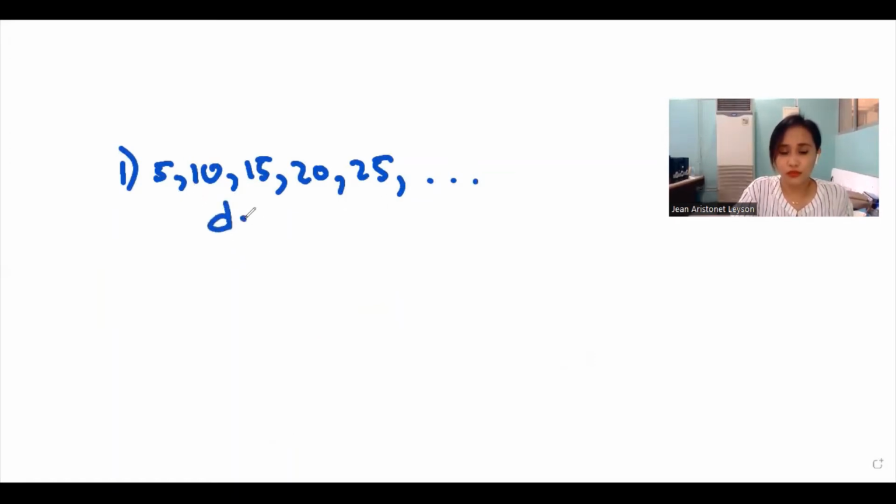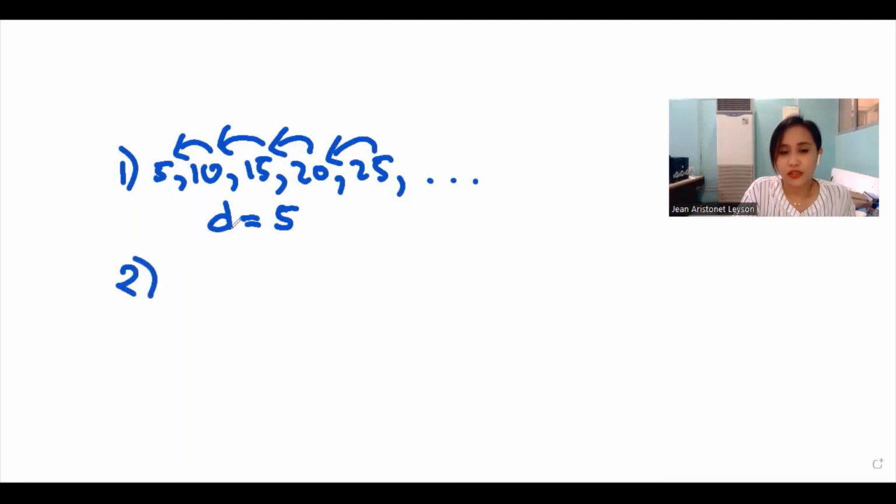This is an arithmetic sequence because our common difference is, what do you think? The common difference is actually 5. Because if you subtract the consecutive terms, 10 minus 5, that will give us 5. 15 minus 10, 20 minus 15, 25 minus 20, and so on.